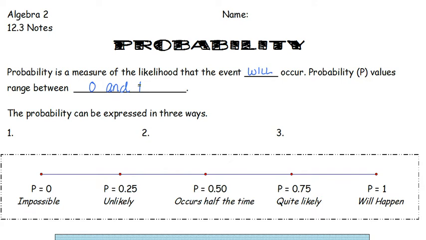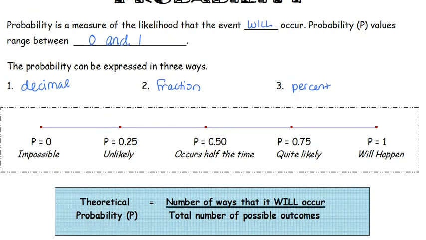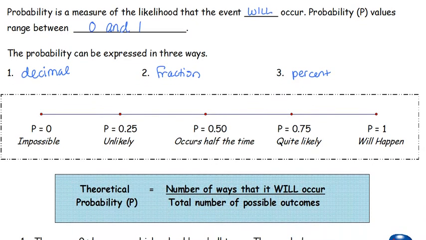Probability can be expressed in three different ways. It can be written as a decimal, as a fraction, or as a percent. Generally, we're going to write our probability as a fraction. However, do pay attention to the directions to see if you're supposed to write it as a decimal or as a percent.